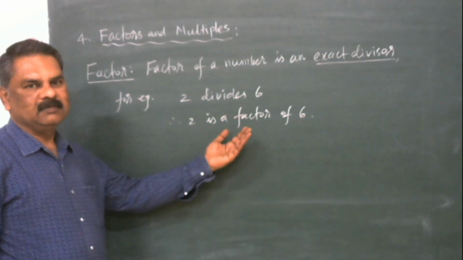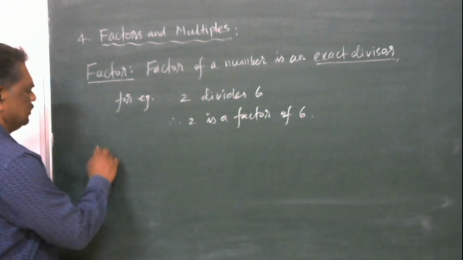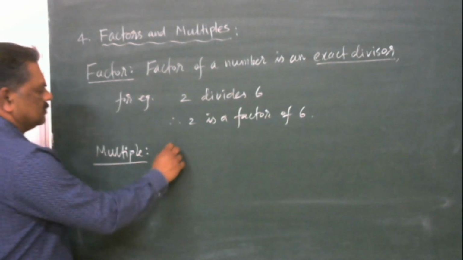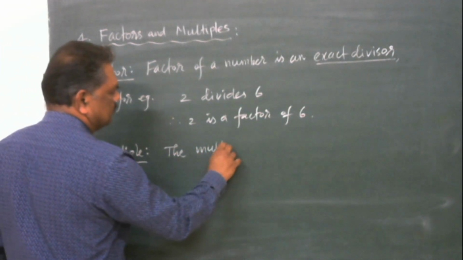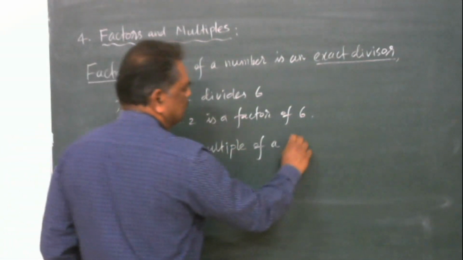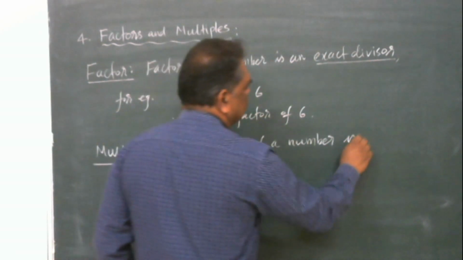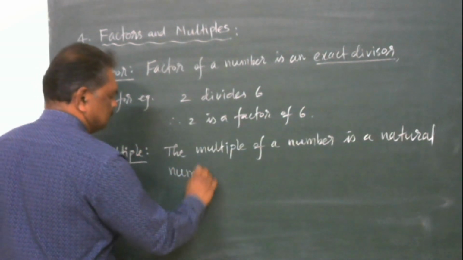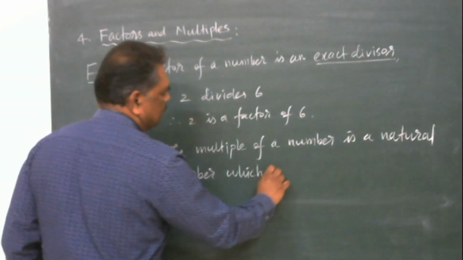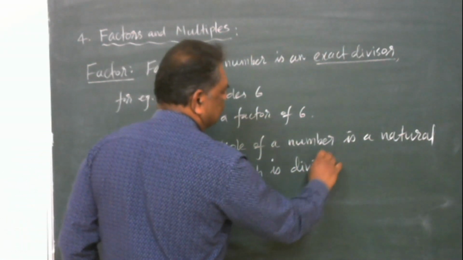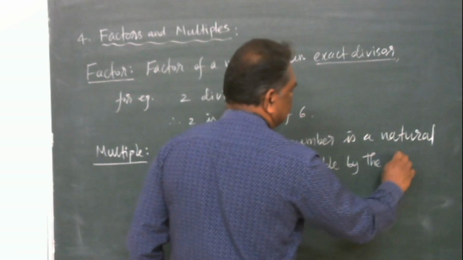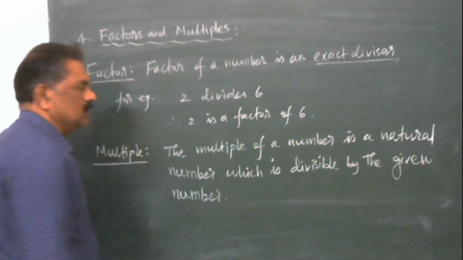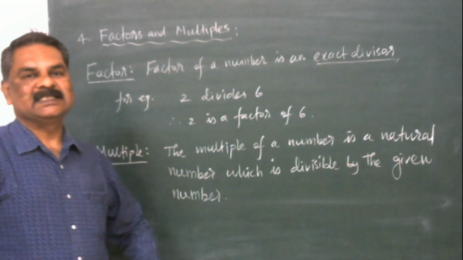On the other hand, the reverse process, we call it a multiple. What is a multiple of a number? The multiple of a number is a natural number which is divisible by the given number. So we need to find a number which is divisible by the given number.